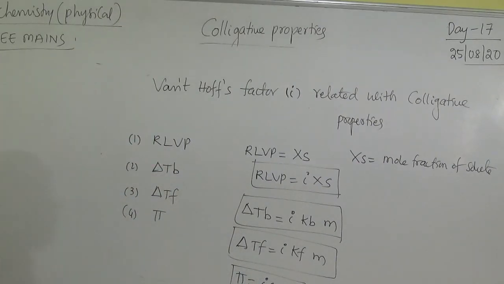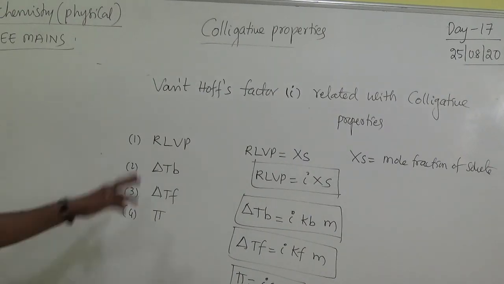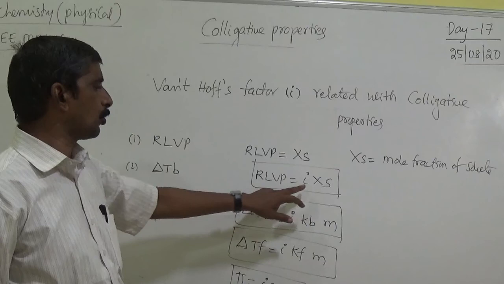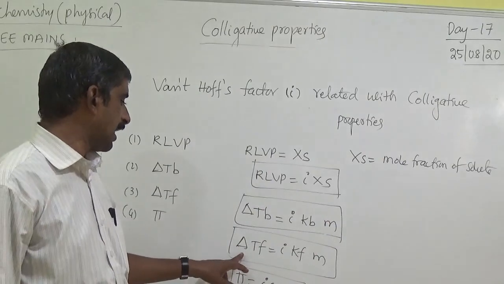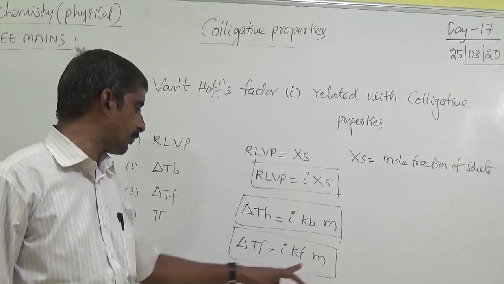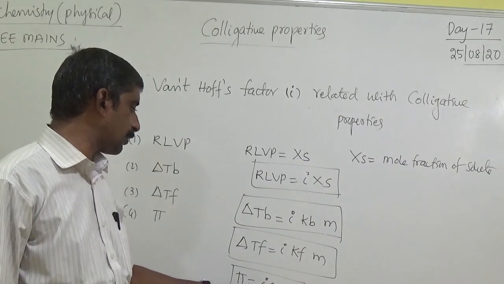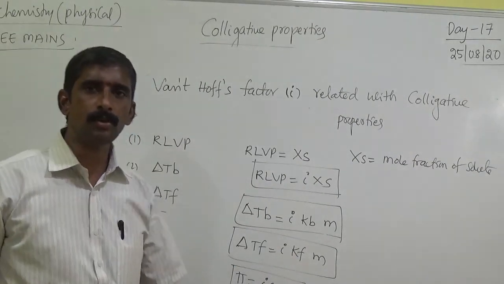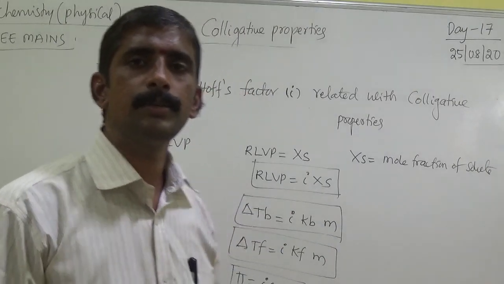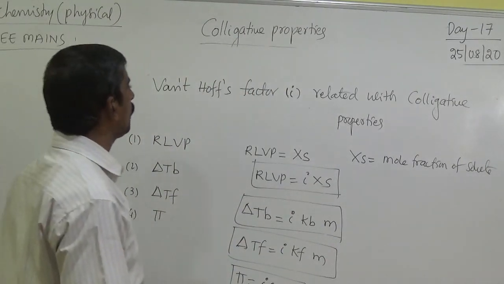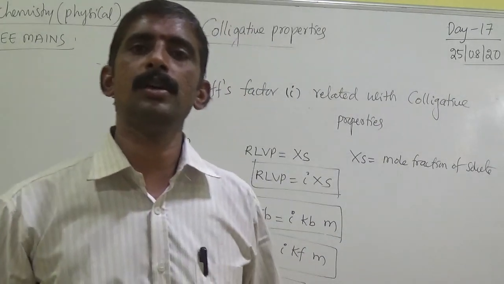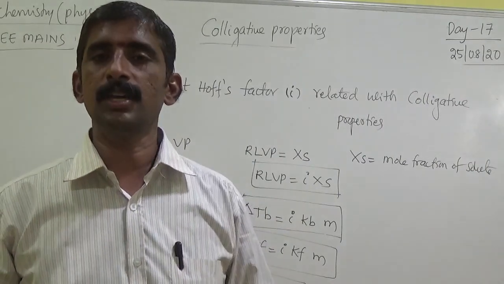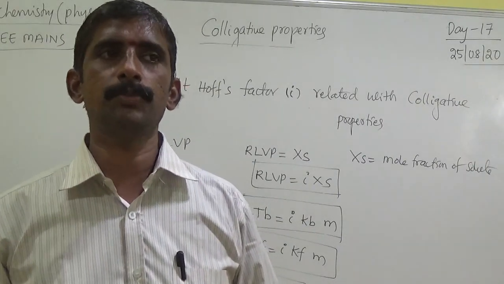These are different types of colligative properties related with van't Hoff factor. First one is RLVP equal to i into Xs. Second, elevation of boiling point, delta Tb equal to i into Kb into m. Delta Tf equal to, third one, i into Kf into m. Osmotic pressure simply pi equal to CRT, we can use i, pi equal to iCRT. So these are colligative properties related with van't Hoff factor. So these are colligative properties and abnormal molar mass, osmosis and osmotic pressure. So these are in solution topic different types of concepts.